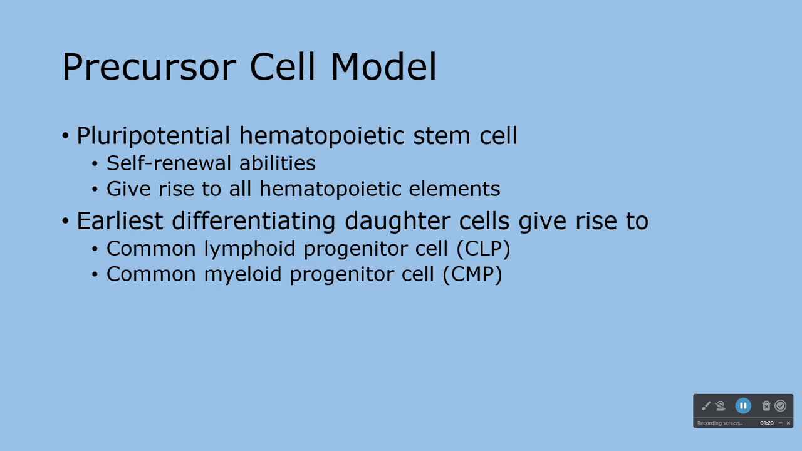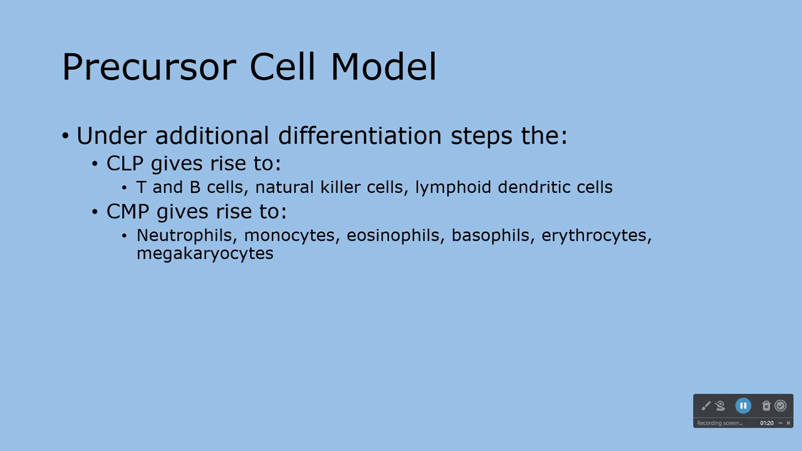All right? So the earliest differentiating daughter cells are the CLP and the CMP. I've made mention of those several times today. Those are basically the ones you need to know. So common lymphoid progenitor, common myeloid progenitor, and this tells you what these particular cells give rise to. And we've made mention of this already also. But there it is in writing so you guys can see it.